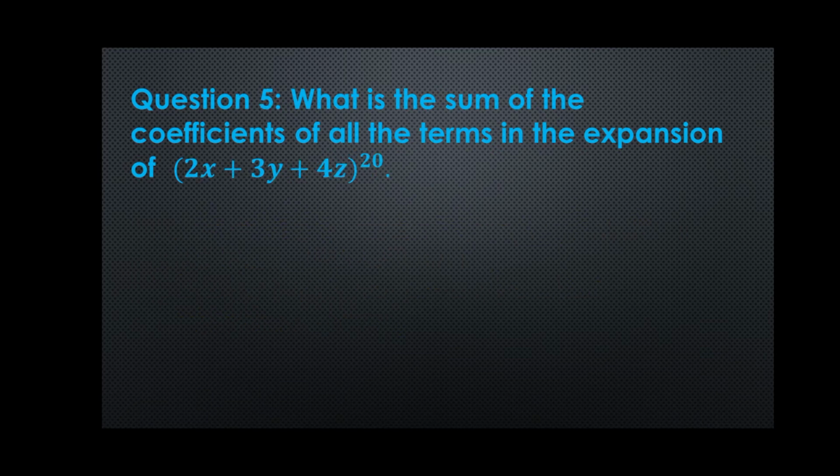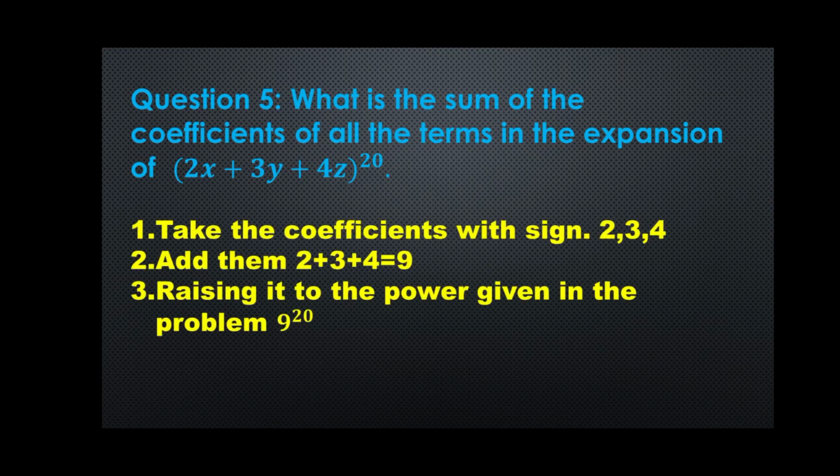Moving on to the next problem. (2x plus 3y plus 4z) to the power 20. Take the coefficients with sign, that is 2, 3 and 4. Then add them. 2 plus 3 plus 4 which is 9. Raising it to the power, we will get 9 to the power 20.